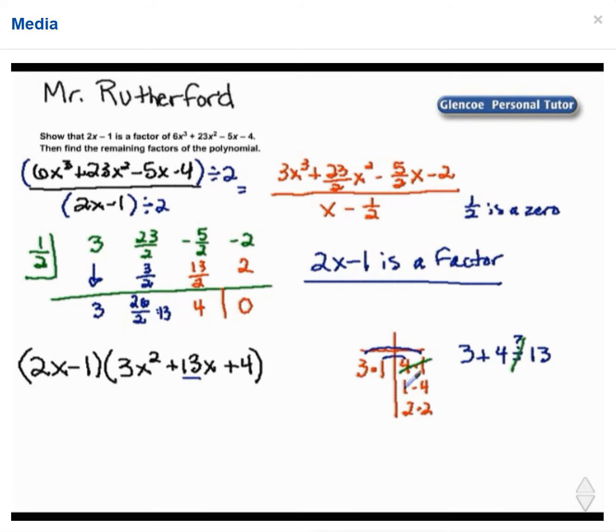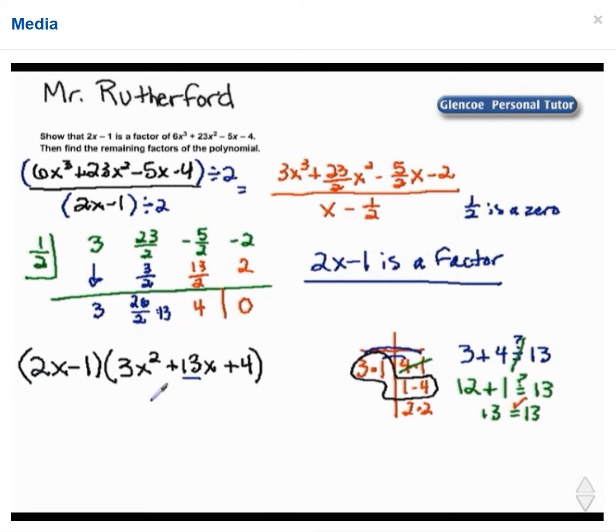So now I'll check 1 and 4. So we'll do 3 times 4, which gives us 12. 1 times 1 is 1. If we add these together, does this equal 13? And the answer is yes, 13 does equal 13. So these are going to be the terms of our new product.